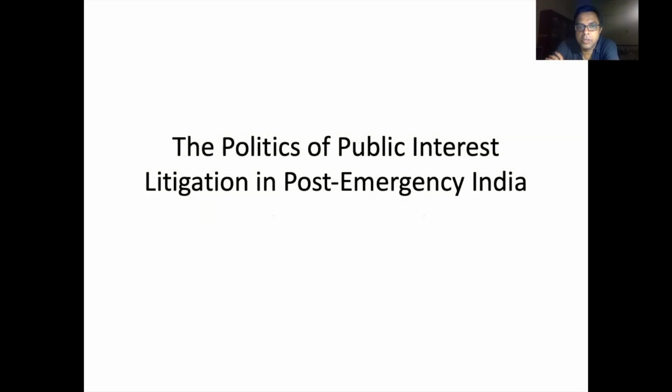I am going to be talking about PIL, public interest litigation. PIL is probably one of the most familiar aspects of the Indian legal system, even to non-lawyers. It features prominently in the newspapers almost every day. Almost every political event of any importance in India tends to be covered in some form or the other through a PIL.